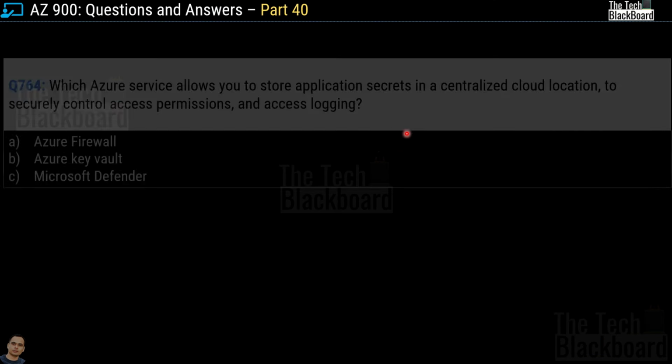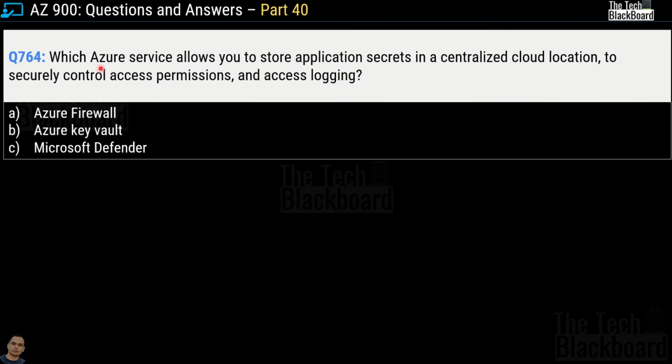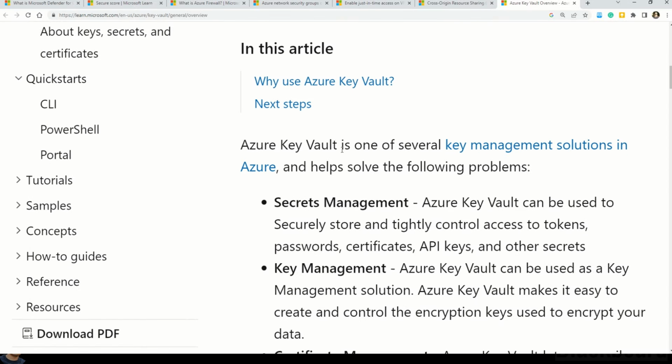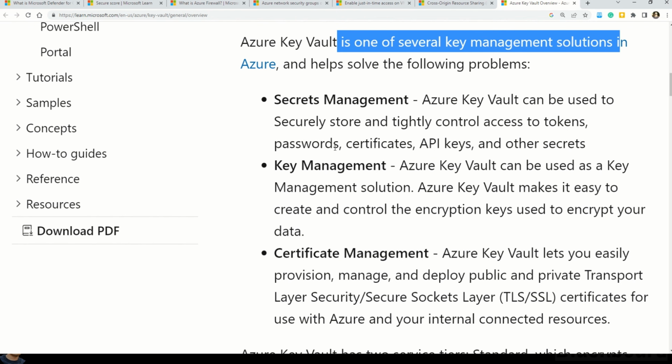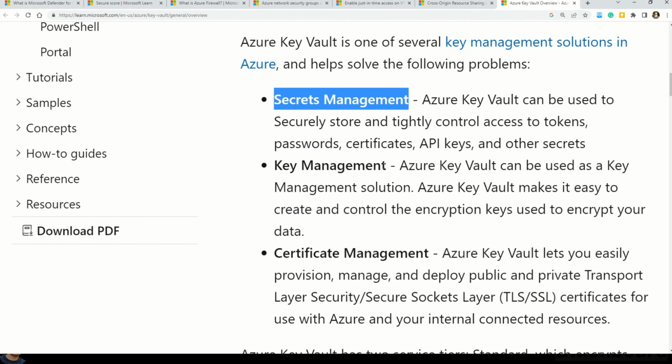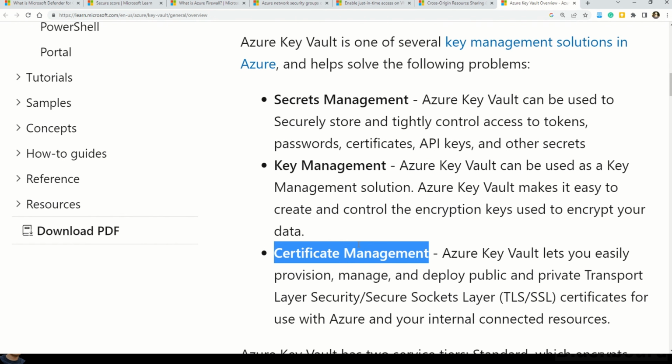But for now, let's quickly jump to question number 764, that says, which Azure service allows you to store application secrets in a centralized cloud location to securely control access permissions and access logging? And your options are Azure Firewall, Azure Key Vault, or Microsoft Defender. And the correct answer for the same is option B, Azure Key Vault. And friends, Azure Key Vault is one of the several key management solutions in Azure. And how does it help you? Well, it helps you in secret management, key management, and certificate management. And of course, you can read all about Key Vault in this documentation.